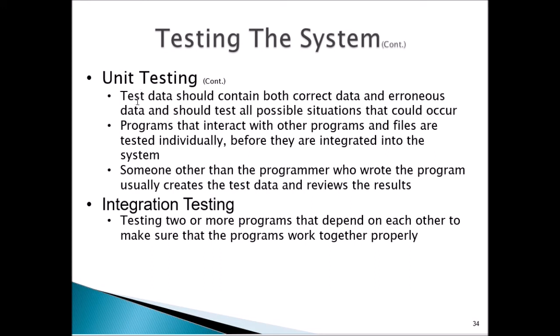Unit testing also involves test data, and it should contain both correct and erroneous data, so you want to try and catch all possible situations as they occur. And like I said, there should be an actual QA group that sets this up. Programs that interact with other programs and files are tested individually before they are integrated into the system, so as an individual unit. Somebody other than the programmer who wrote the program usually creates the test data and reviews the results. I have been saying this quite a bit here. A programmer or a system engineer cannot test their own work. It doesn't work.